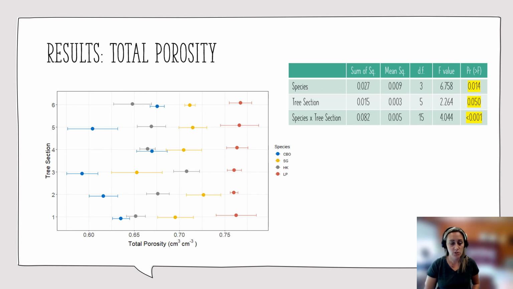Porosity varied across species and stem section. Cherry bark oak in blue had the lowest total porosity at 63%, followed by hickory in gray at 67%, sweet gum in yellow at 70%, and loblolly pine in red at 76%. Total porosity varied along stem section in cherry bark oak, in sweet gum, and in hickory, but not in loblolly pine.